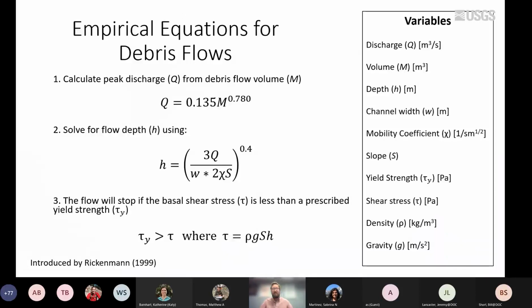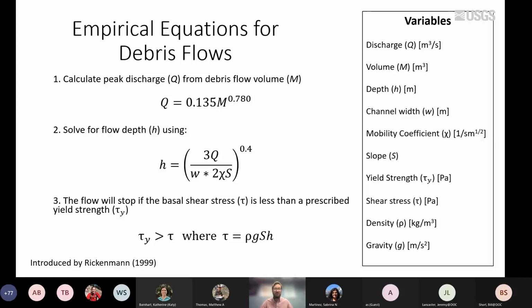So ProDF itself is composed of 2 parts. The first is a series of empirical equations for debris flows introduced by Rickenmann in 1999. So ProDF routes an input volume downstream and calculates the flow depth at every point in a model domain until a certain stopping criteria is met. So here are the 3 most important equations that are implemented in ProDF.